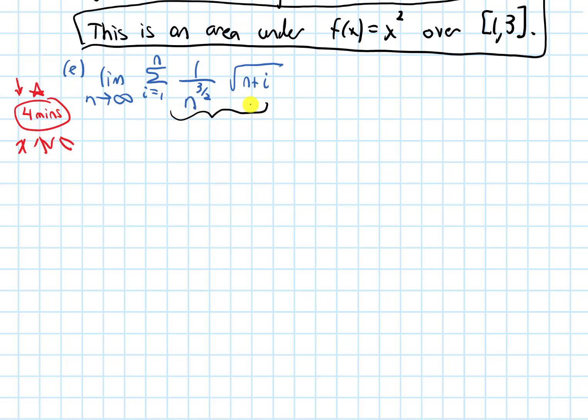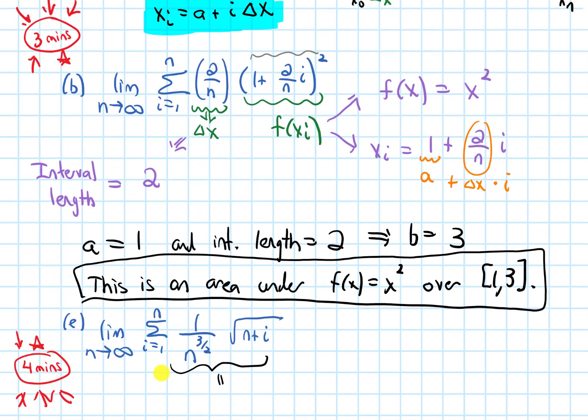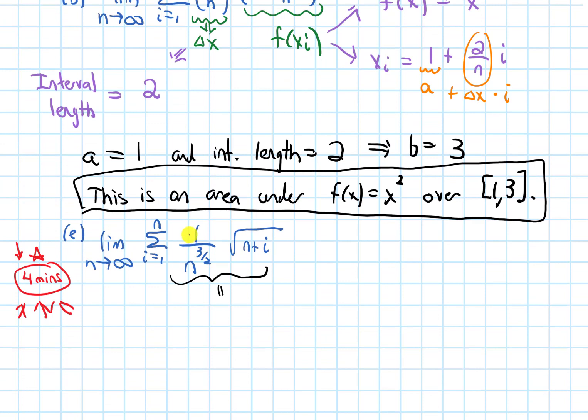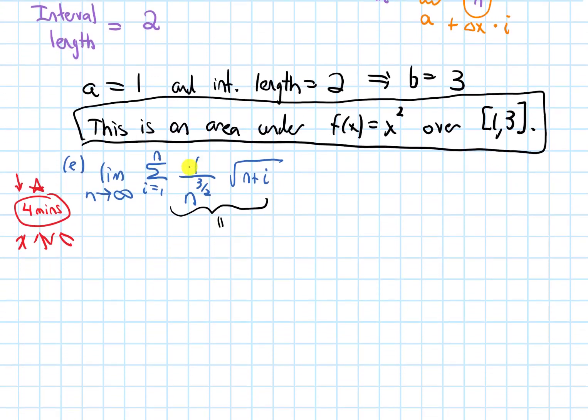So with this function, I'm going to rewrite this first. Because one of the things that made it easier for me to match what I had in the previous problem to the general formula was that I need my delta x to look like some number over n. But over here, we have some number over n to the 3 halves in front. Okay, so what I'm going to do is split up that first fraction as 1 over n times 1 over n to the 1 half. And then we have times this square root. And n to the 1 half is a square root.